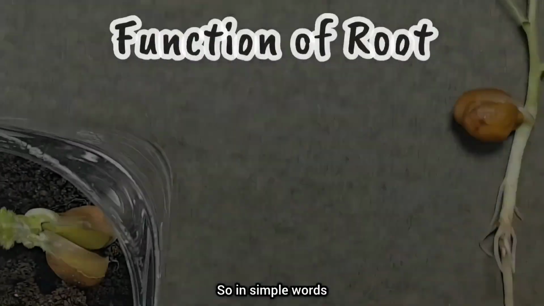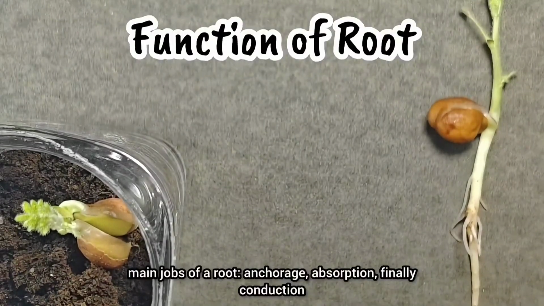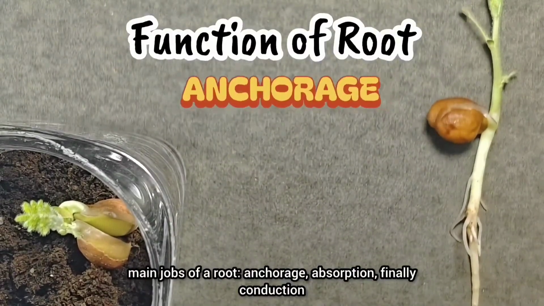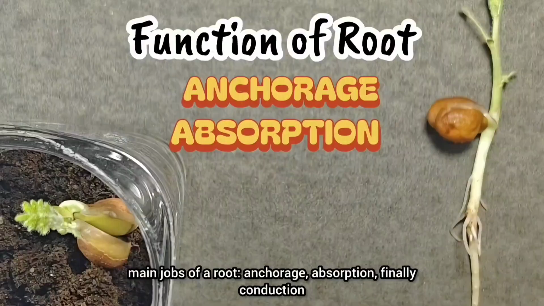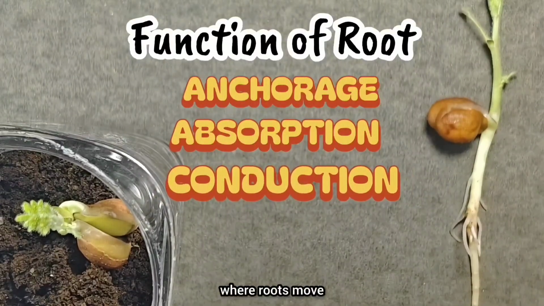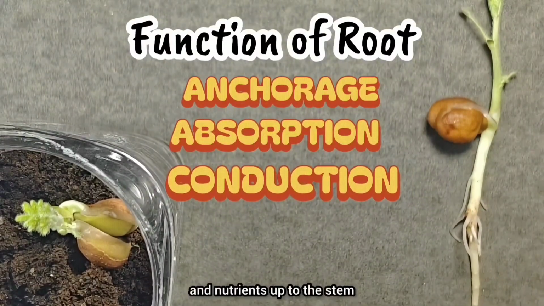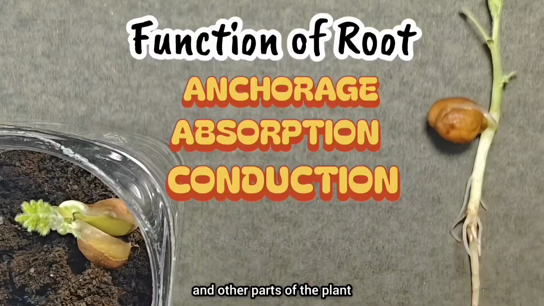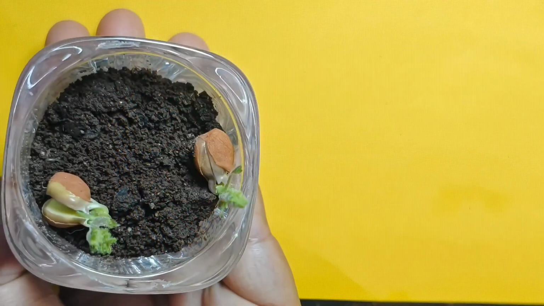So in simple words, main jobs of a root: anchorage, absorption, finally conduction, where roots move that absorbed water and nutrients up to the stem and other parts of the plant.